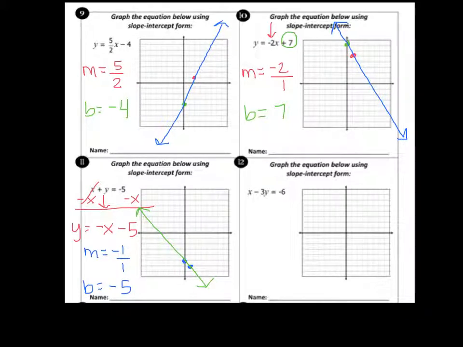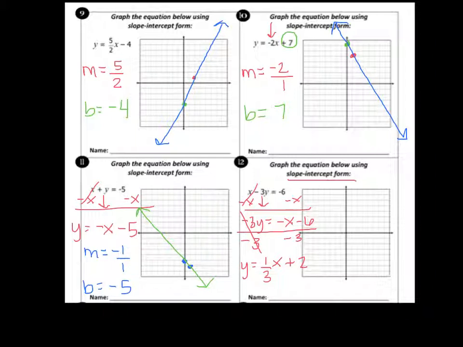Okay, let's go ahead and do number 12. On this one, step 1, since it is asking for slope-intercept form, I'm going to subtract x from both sides. I'm going to bring down my negative 3y, so I have negative x minus 6. Then I need to divide everything by negative 3 because y was not by itself. Negative x divided by negative 3 is going to become positive 1/3 x, and negative 6 divided by negative 3 is going to become positive 2. My slope is 1/3. It's right there in front of x. My y-intercept right there is going to be 2.